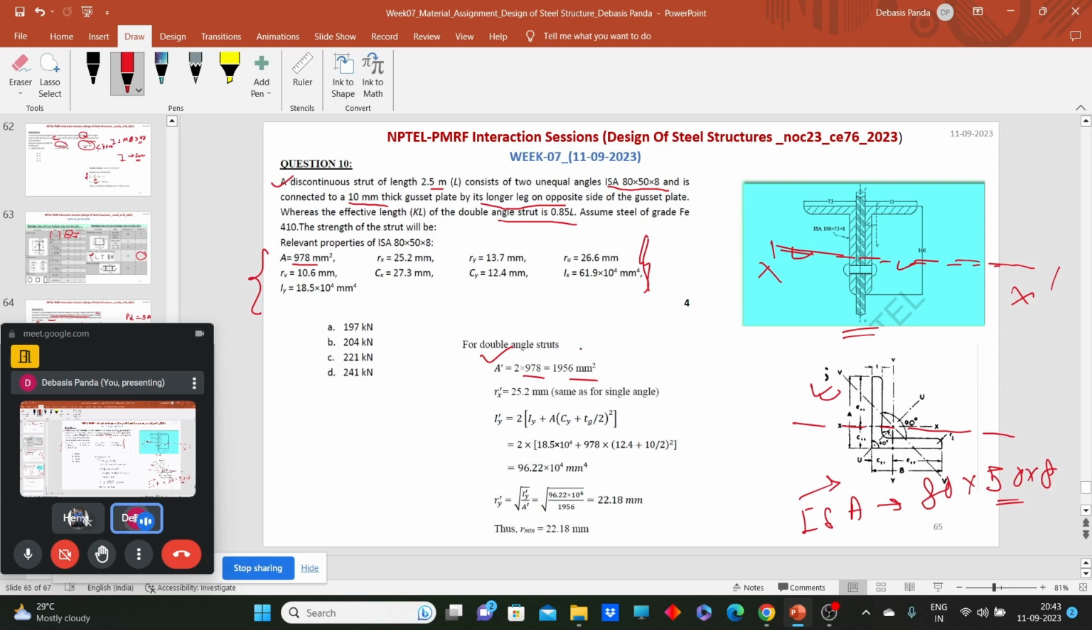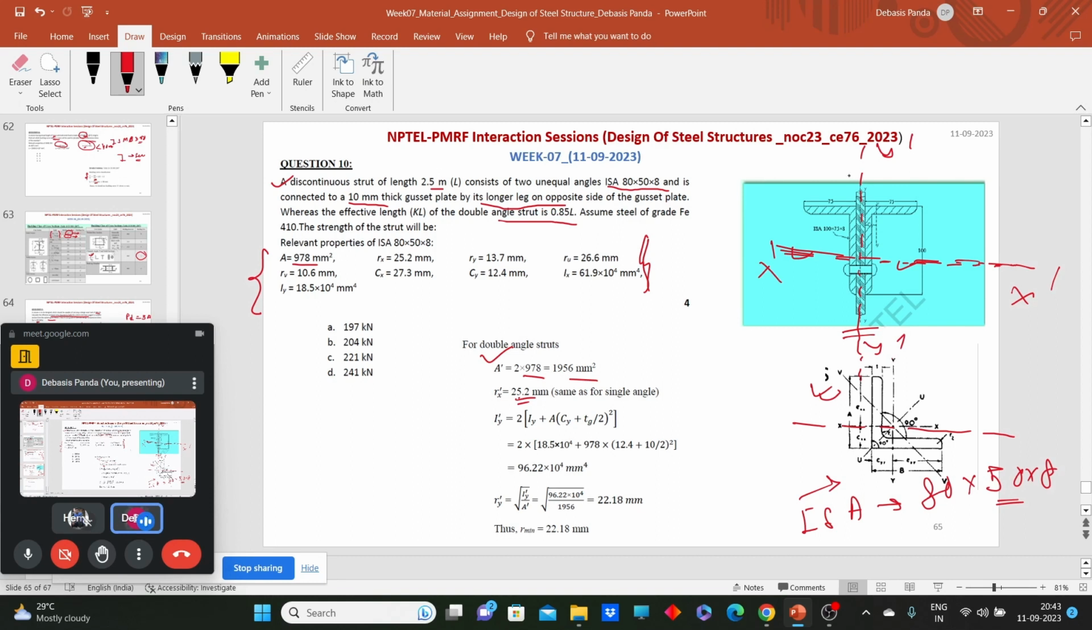So the radius of gyration will remain the same. For this axis, x dash and x dash, we don't need to shift any axes using the parallel axis theorem. Now for this compound member, the y or y dash axis should pass through this y dash and y dash.